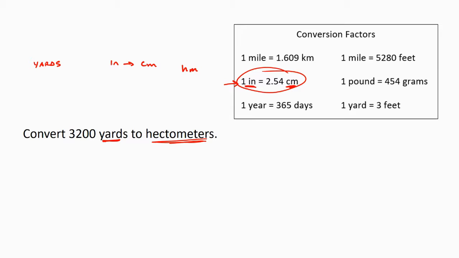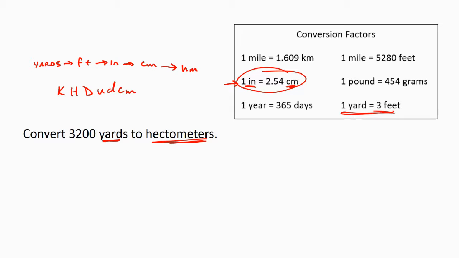As we try to get yards to inches, our first step would be to go yards to feet, then from feet to inches, because we know that there's 12 inches in every foot. And we're also given that for every yard, there's 3 feet. So we can go from yards to feet, feet to inches, then inches to centimeters. And then from centimeters to hectometers, we can do that because we know King Henry.